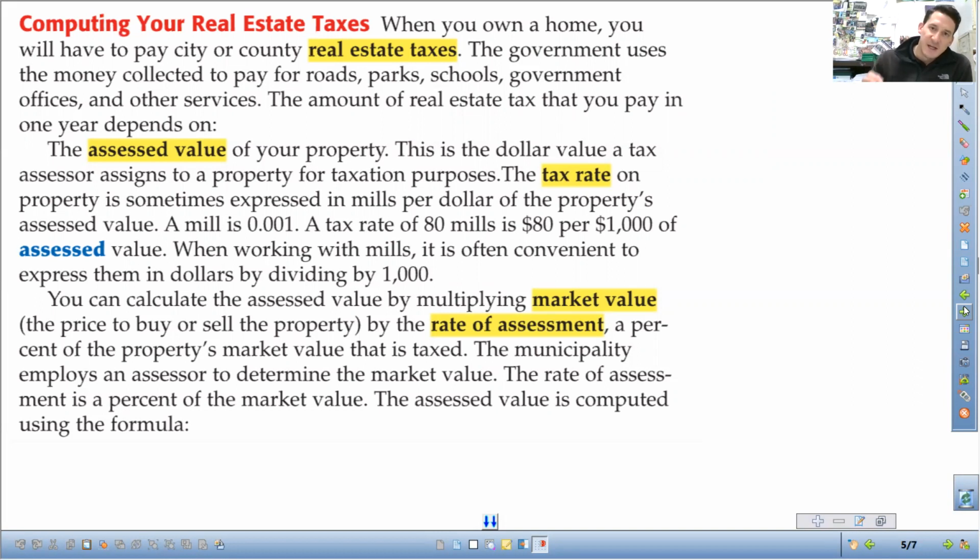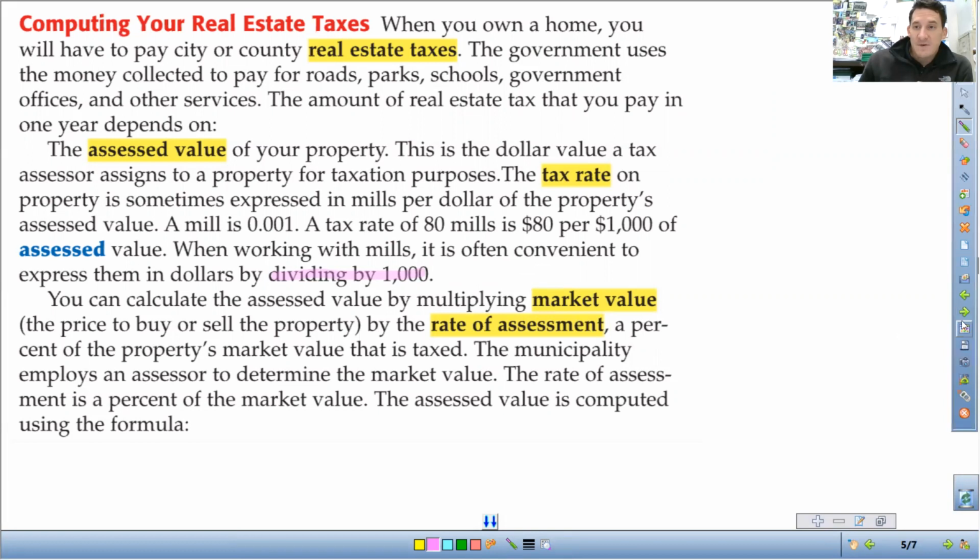So it's going to be a percentage of the market value of your property. And then the tax rate is expressed in mills. A mill is 0.001. This is what is different about this: we're going to be dealing with mills. We've been calculating using percentages, and we're going to do both in these problems. When you have a percent, you divide by 100 to convert it to a decimal to work with. For mills, you need to divide by 1,000 to convert it to a decimal to work with.